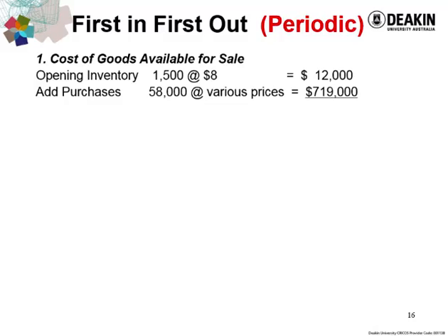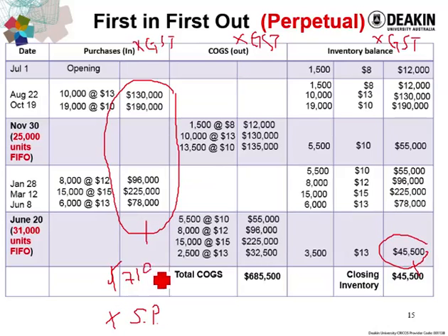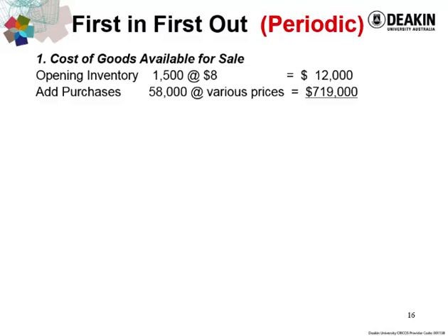And how do you get 719? So just go back to the previous slide and sum up the figure in the in column, in the purchase column. So this will give you 719. That is the total purchase for the period. So this will give us COGAS, cost of goods available for sale, 731.